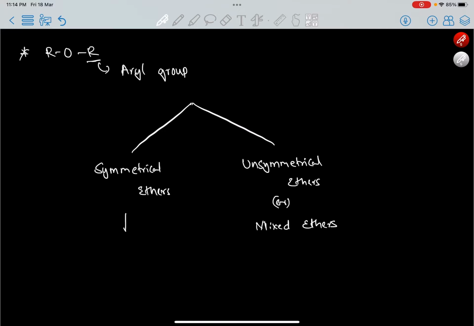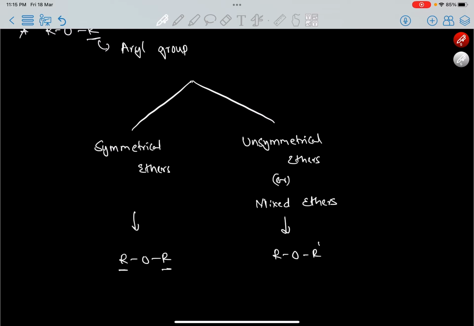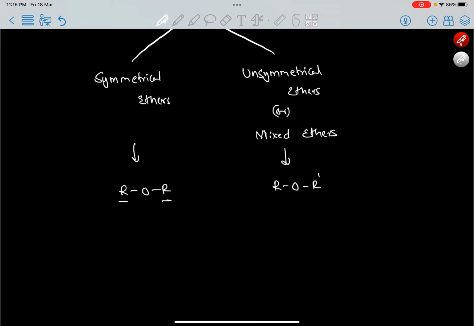So what does it mean? That means in symmetrical ethers, we have both R groups the same. That means ROR, where this R group is exactly the same. But in the case of unsymmetrical ethers or mixed ethers, we have different alkyl groups or aryl groups on either side of the oxygen. So that's the only difference between symmetrical and unsymmetrical ethers. So this is the general discussion about ethers.